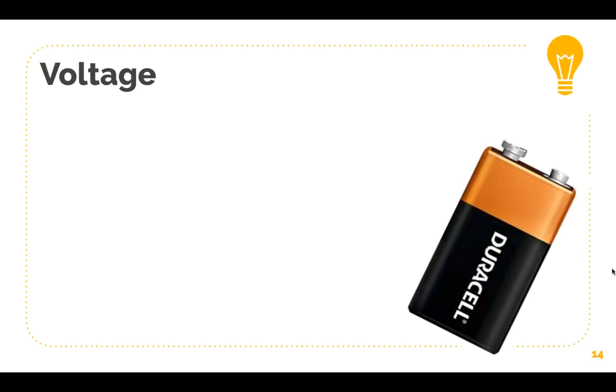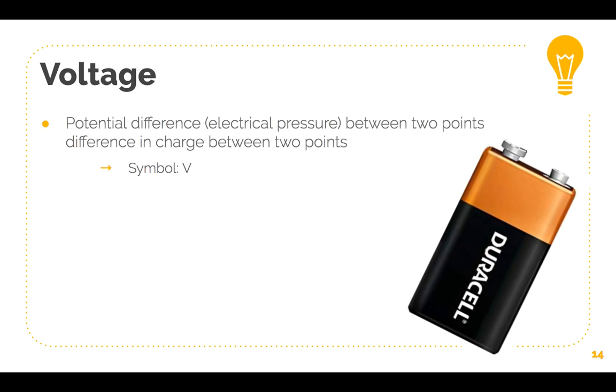So, like I also said, we can also measure electricity within a circuit through voltage. So voltage is the potential difference or electrical pressure between 2 points, or the difference in charge between 2 points. The symbol for voltage is V, easy to remember. And the unit is volts, so voltage, volts. In my opinion, this is the easiest one to remember. Everything's pretty similar.